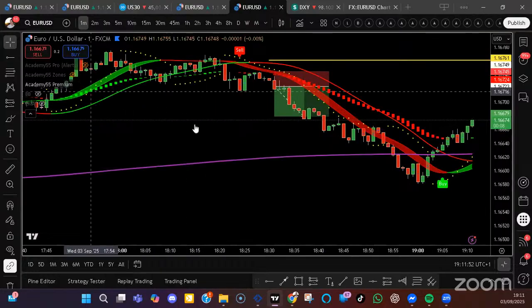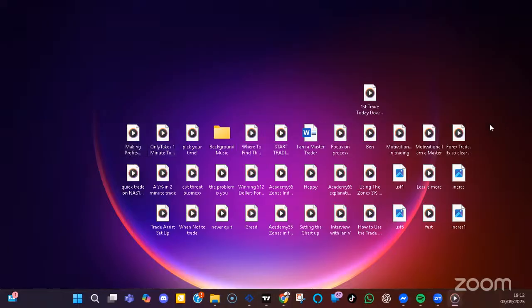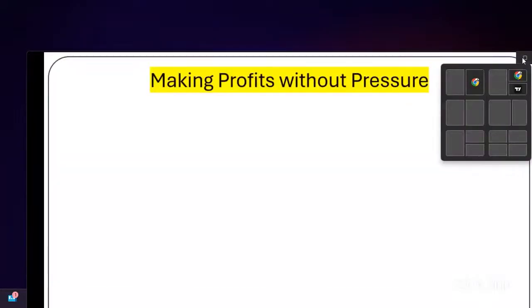And the reason we do that, pick the best trades, because this segues nicely into the reason we don't put any pressure on ourselves trading is this from Steve. So here's how you make profits without putting yourself under too much pressure.